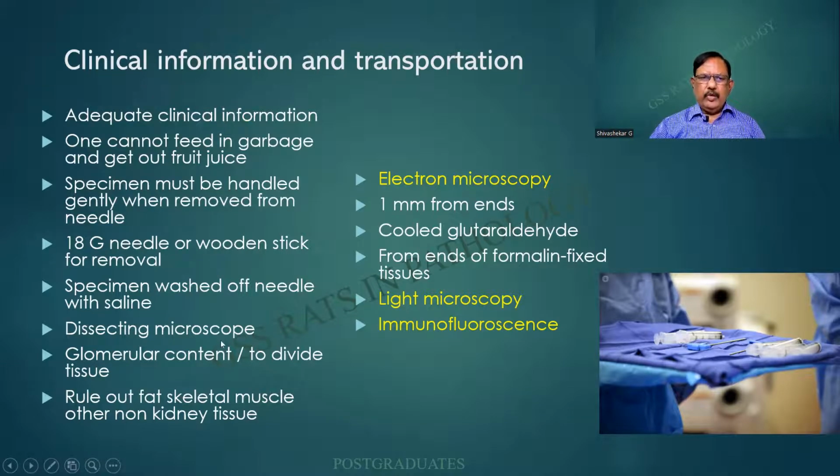Under the dissecting microscope, as I showed you earlier, the glomerular contents are seen. Divide the tissue and rule out any fat, skeletal muscle, or non-renal tissue. A wonderful checklist. This is extremely good.